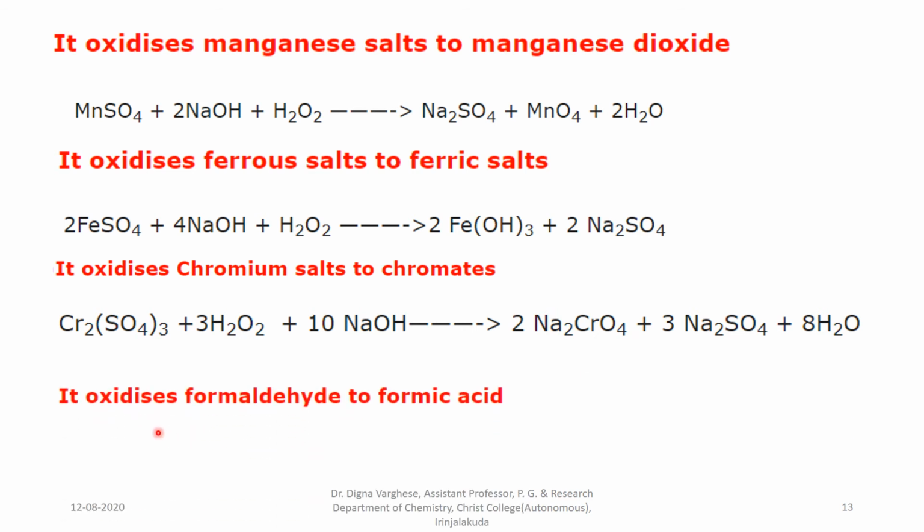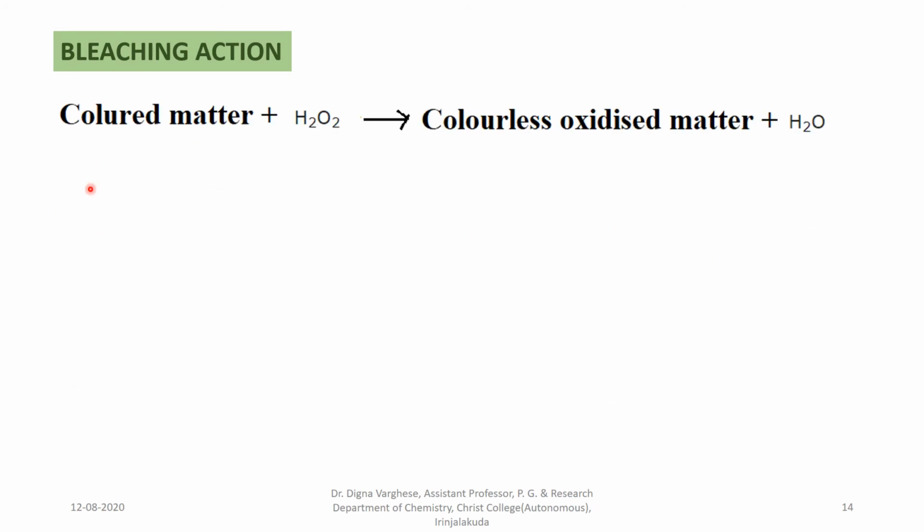It oxidizes formaldehyde to formic acid. That is, formaldehyde is oxidized to formic acid in the presence of alkali. We usually get sodium formate, the actual product, which on acidification gives formic acid. Next reaction is bleaching action. When colored matter is oxidized by hydrogen peroxide, we will get colorless oxidized matter and water.